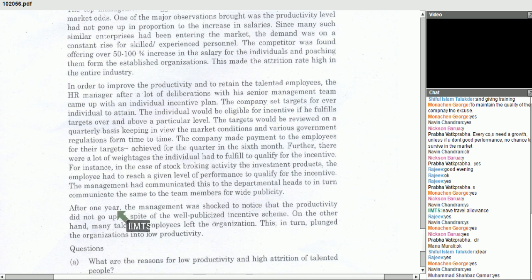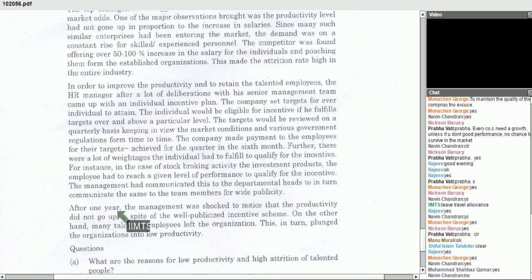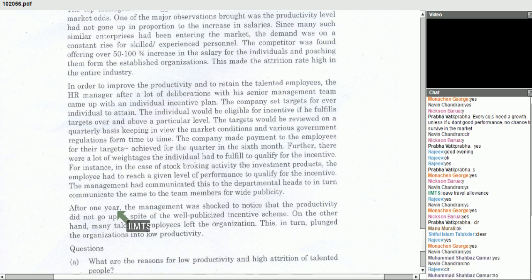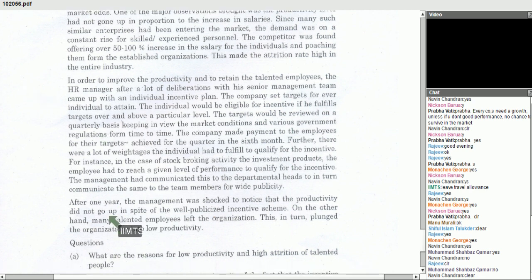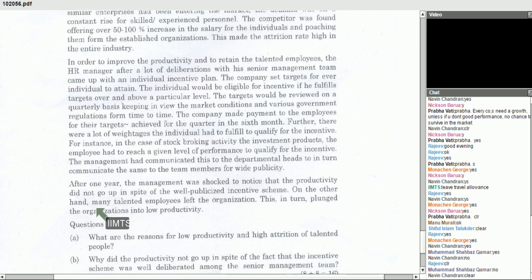Okay. Clear everyone? Any doubts till now? Okay. So it's an interesting case study. Now let's see what happened after 1 year. After 1 year, the management was shocked to notice that the productivity did not go up in spite of the well-publicized incentive scheme. Now, even after applying this scheme, what the company was expecting did not happen.